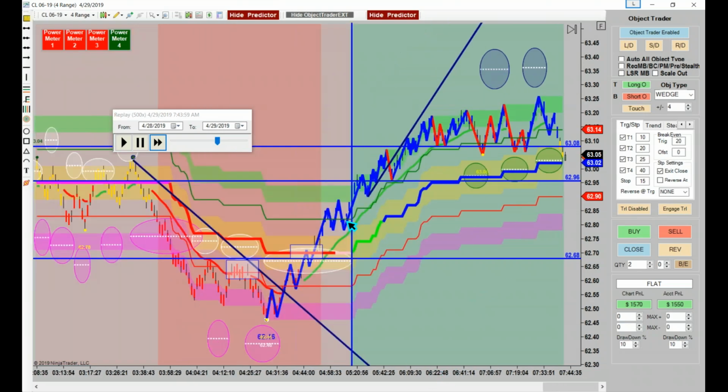Because to me, if you can get a trade and you can get $300 or $400 and they do take out a trend line, who cares about the rest of the trade?